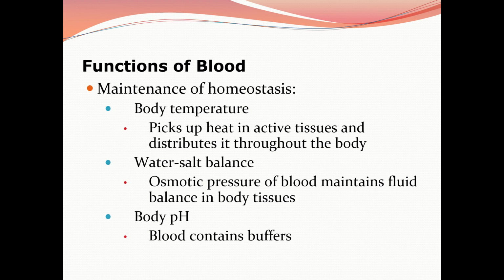Blood maintains homeostasis in that it maintains body temperature, water-salt balance, and body pH. For the body temperature, blood picks up heat in the active tissues and distributes it throughout the body. For water-salt balance, the osmotic pressure of blood maintains fluid balance within the body tissues. And blood contains buffers that help maintain that pH from 7.35 to 7.45.